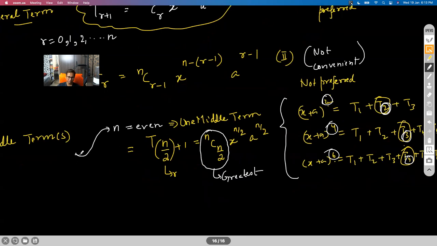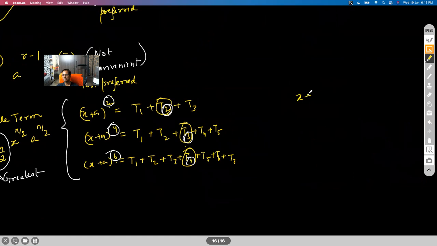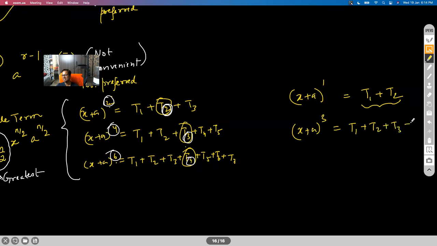But if n is odd, then there will be two middle terms. Why? Because if you're raising it to an odd power, let's say I take odd, okay, one. So there are two middle terms. Both of them are middle terms only. Okay. By the way, I will write it as T1 plus T2. Okay. So these two are middle terms. If you raise it to the power of 3, then you have this. These two are middle terms. Okay. Yes or no? Raise it to a power of 5. Yeah, these two are middle terms.